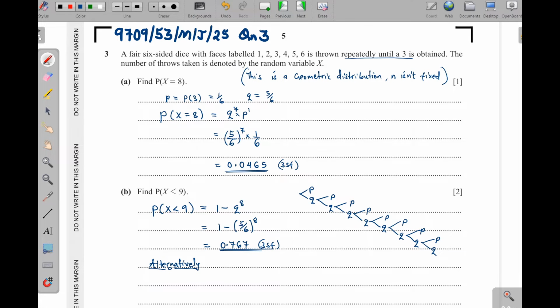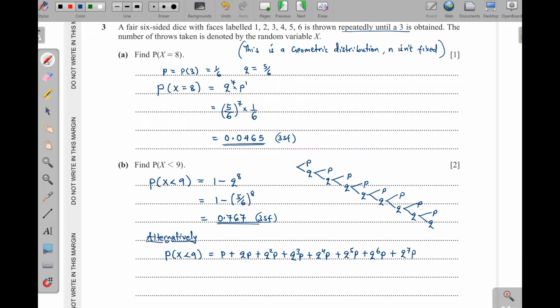if you want to take the other one that I mentioned first, less than 9, you are going to have this P here, then plus QP, then plus Q squared P, then plus Q cubed P. The next one is Q power 4 P. The next one is Q power 5 P. The next one is Q power 6 P. And then lastly, Q power 7 P. So we put all of those and then we add them and we get the answer.